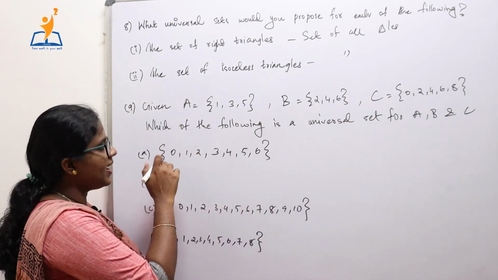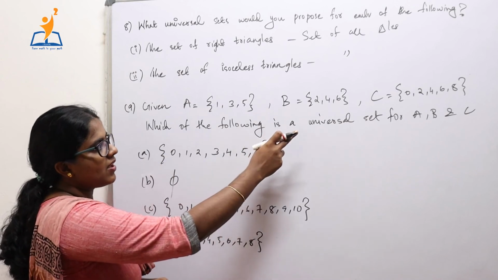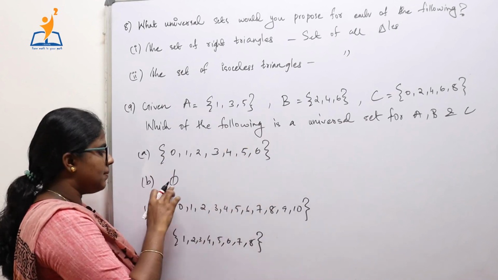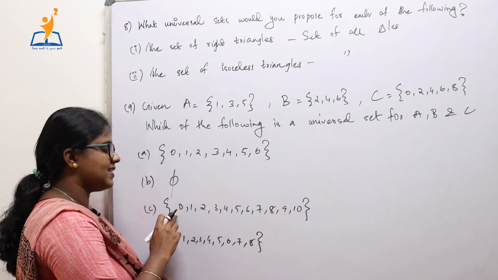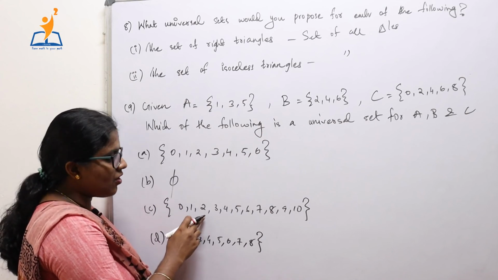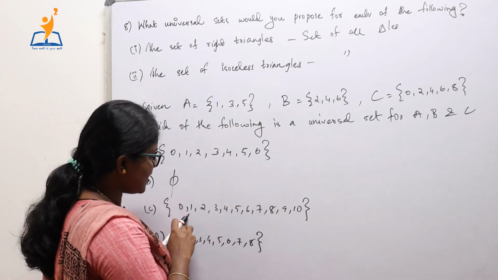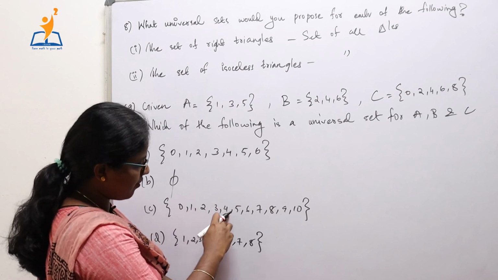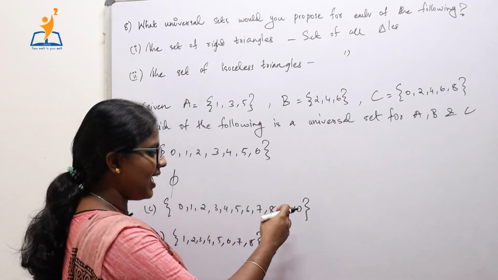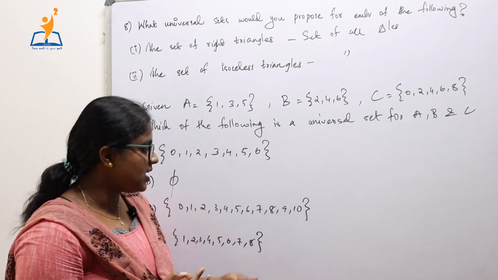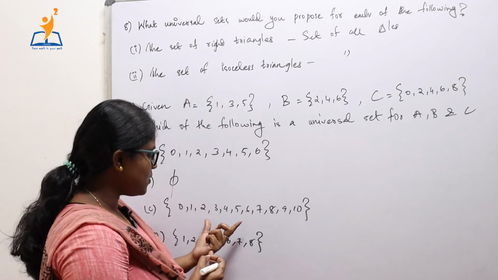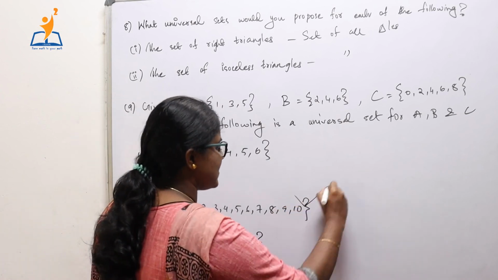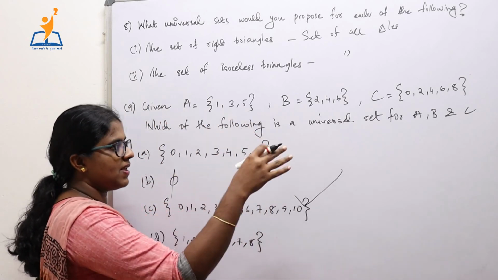So identify, in this set we cannot find 8. This set is an empty set, and in this set, yes, we can find 0 here, 1, 2, 3, 4, 5, 6, 7, 8, 9, 10. There are sufficient numbers than we expected. So this set can act as a universal set for A, B and C.